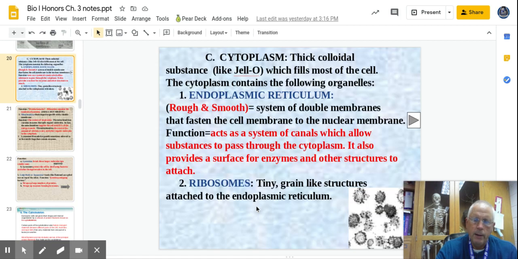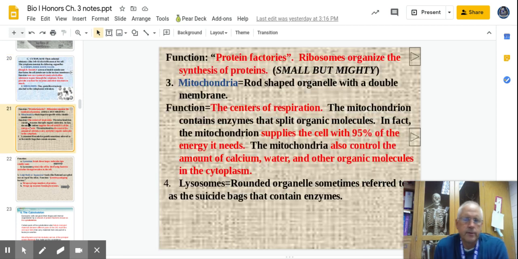Okay. And those ribosomes that are attached to the endoplasmic reticulum, they're grainy, they're small, but don't be deceived by them either. They have a very important function, and that is protein synthesis.